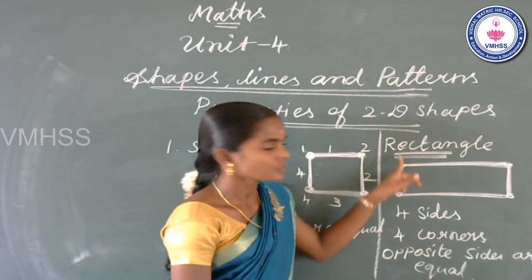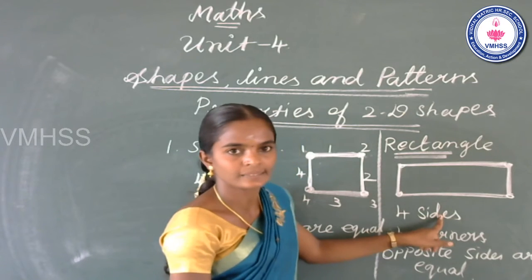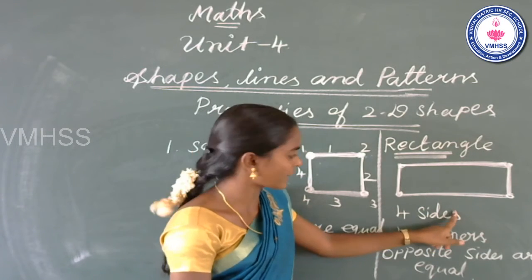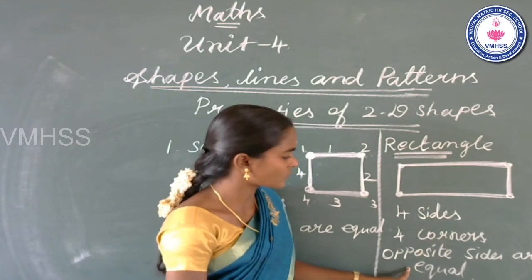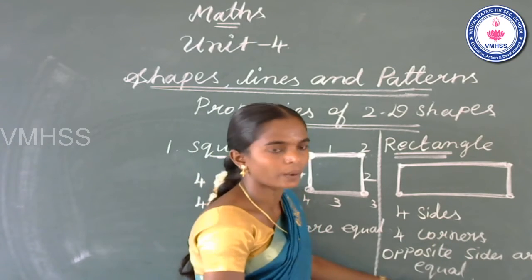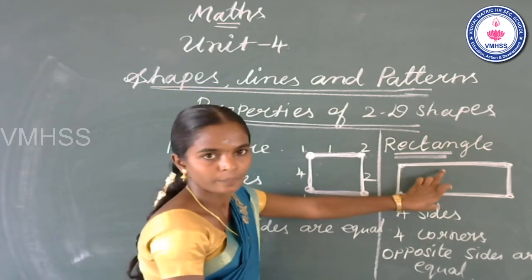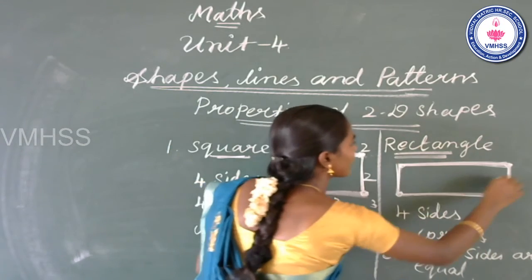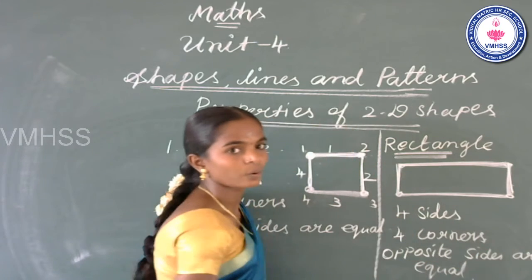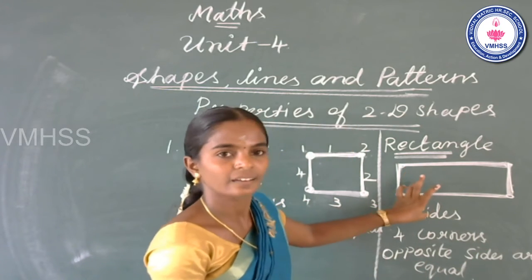Next, rectangle. A rectangle has four sides and four corners. Opposite sides are equal. This side and this side are equal, and this side and that side are equal. So, opposite sides are equal.